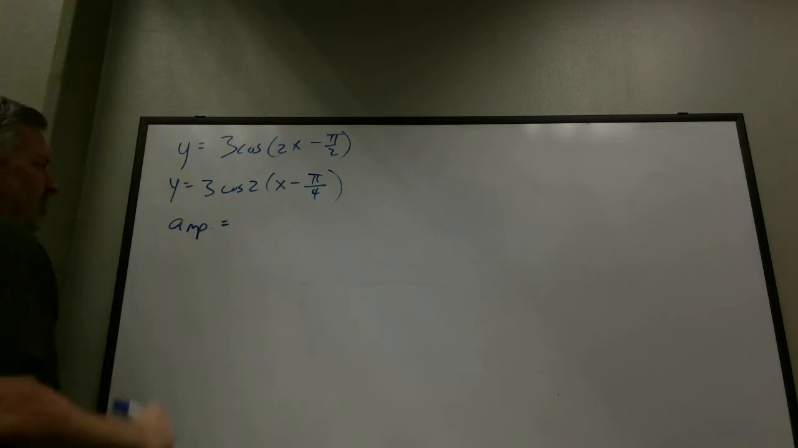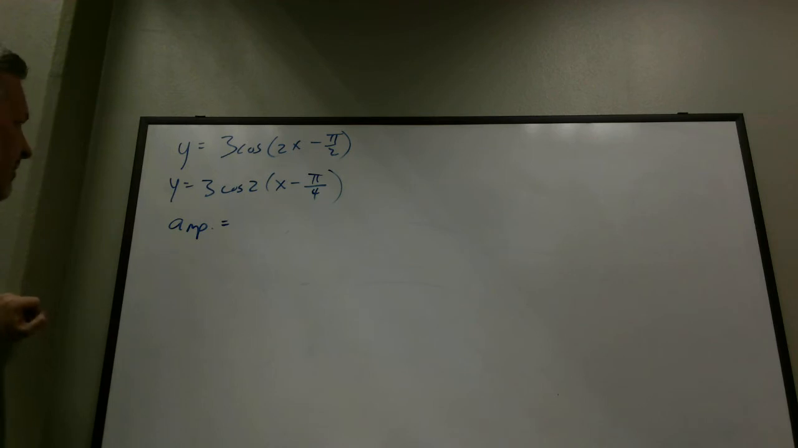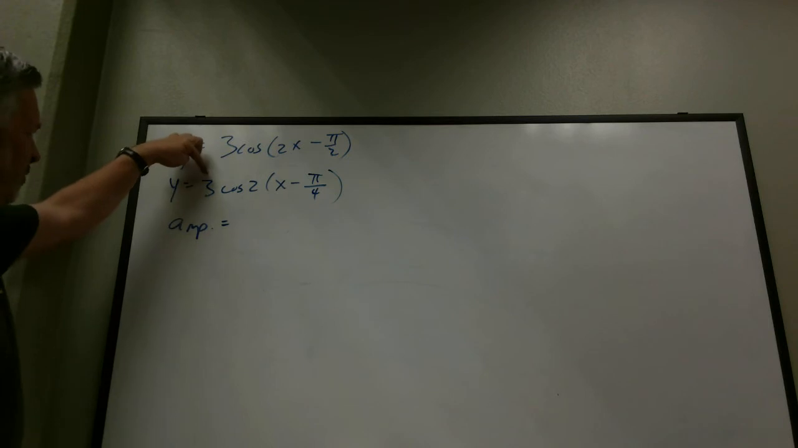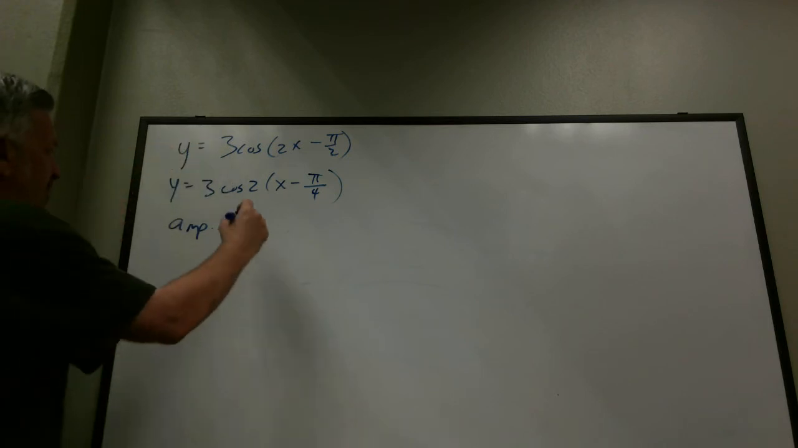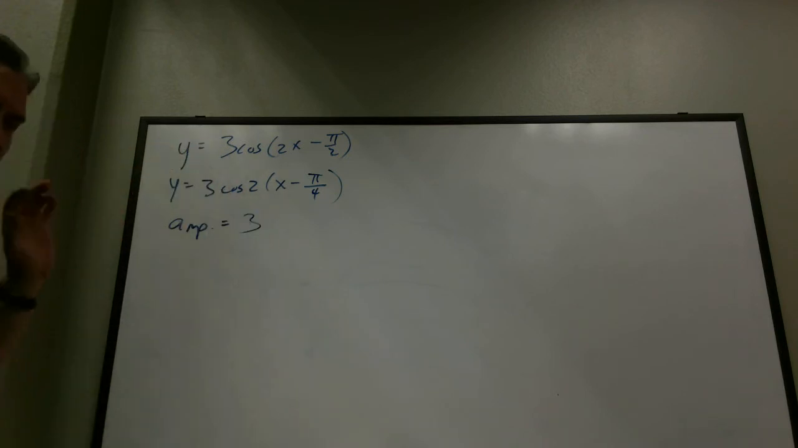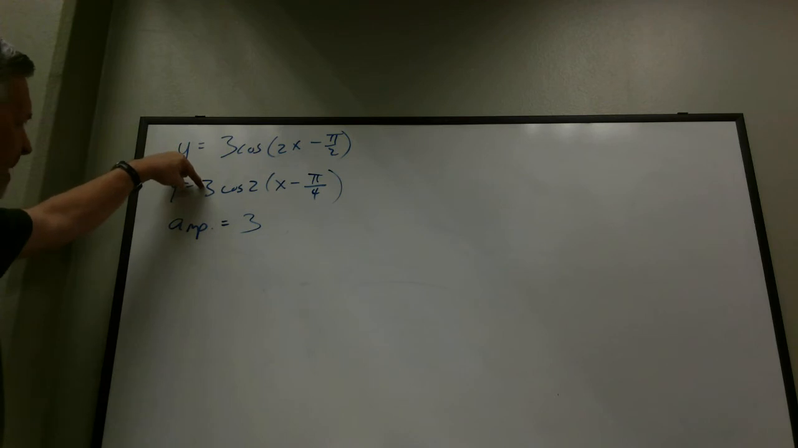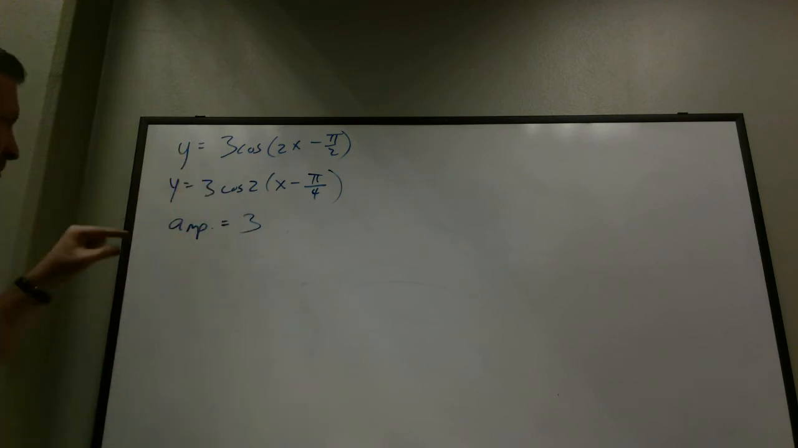So amplitude. So think to yourself, what is the amplitude of this graph going to be? Okay, the correct answer is 3, because 3 is the coefficient of the cosine function. Okay, is there a reflection here? And the answer is no, because the 3 is positive, not negative. So I'm not even going to write no reflection.